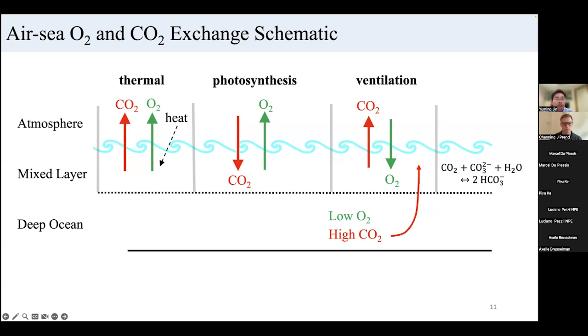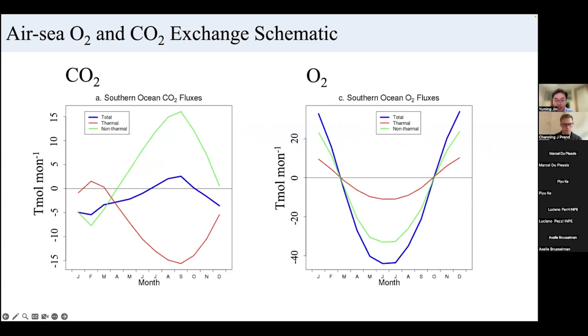So air-sea oxygen flux can be a better tracer to really study ocean metabolic activities. The oxygen flux cycle in the high latitudes is mainly driven by photosynthesis without distortion from the carbonate chemistry. And also, the thermal and the non-thermal exchange cancel out the carbon flux, but reinforce the oxygen flux.